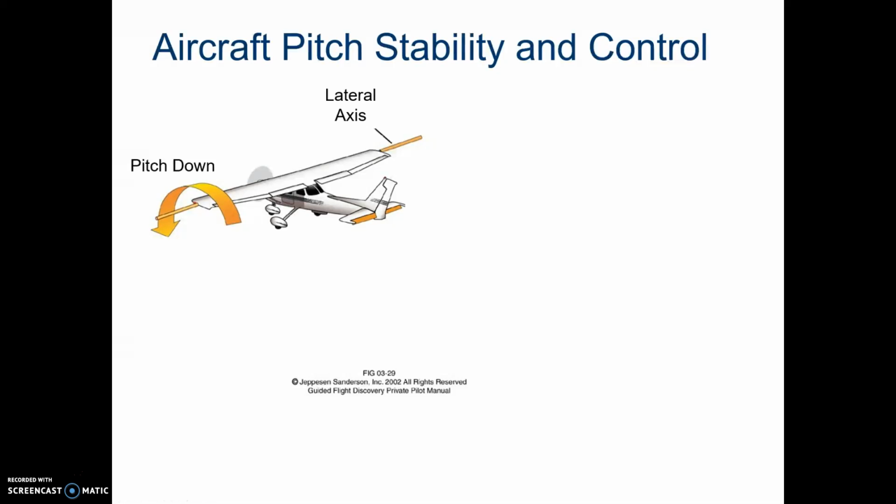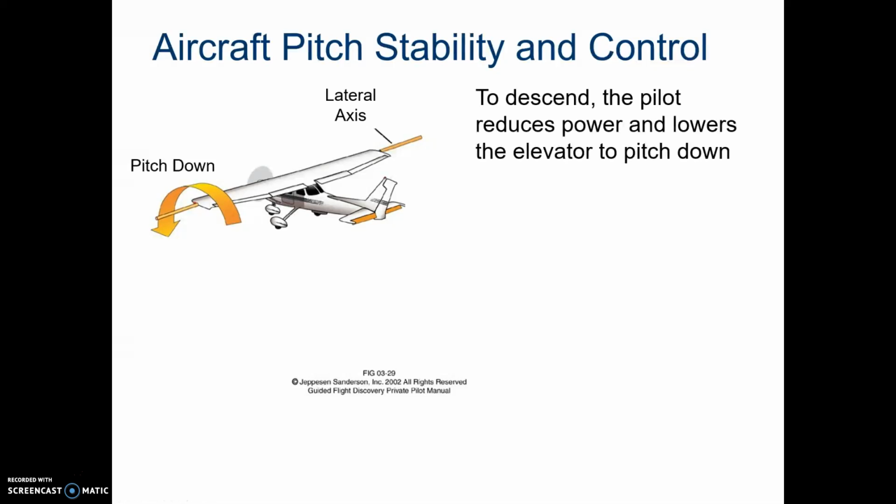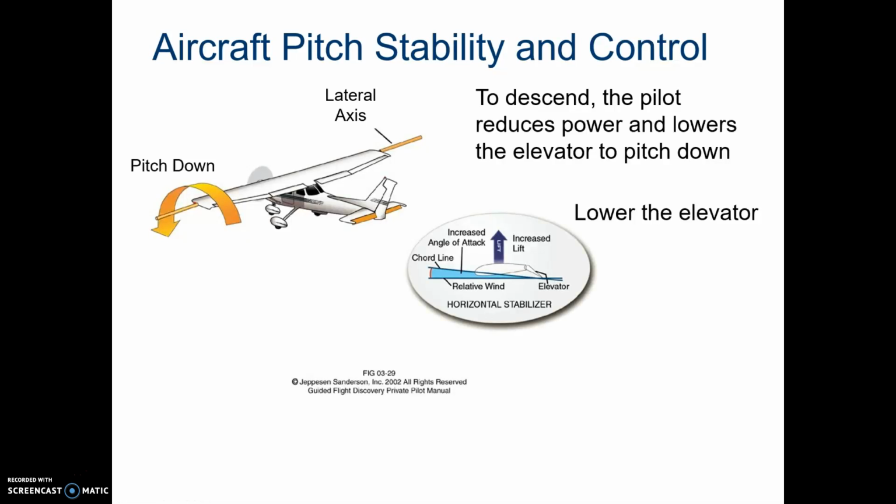Pitch, that's the lateral axis. This time to descend, the pilot reduces power and lowers the elevator to pitch down. So elevator, remember, is the yellow part back here. That's part of the horizontal stabilizer. So what happens is you lower the elevator. So once again, by lowering it, that increases the angle of attack, therefore gives more lift, and that makes the tail go up, but it makes the nose go down. So that's how you pitch down, by putting the nose down and making the tail go up.